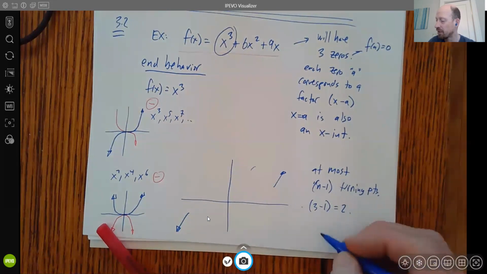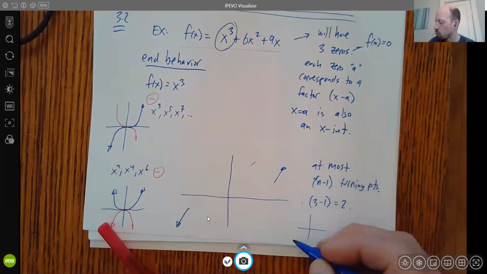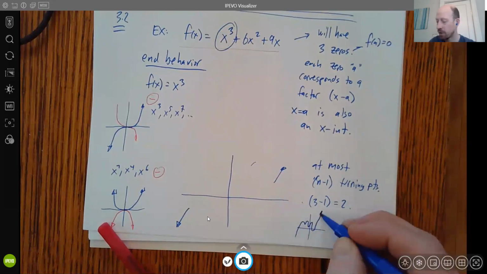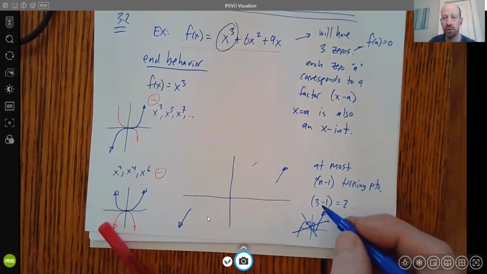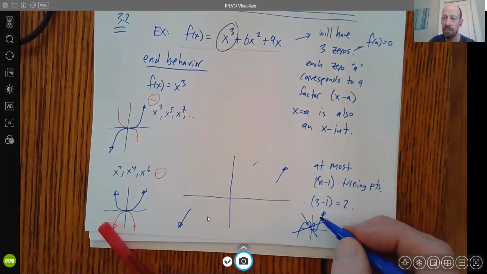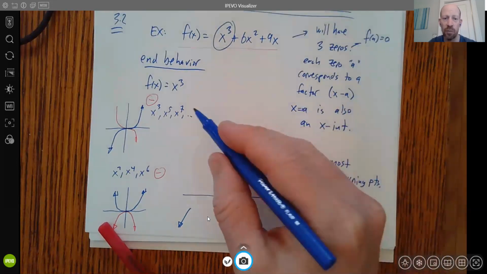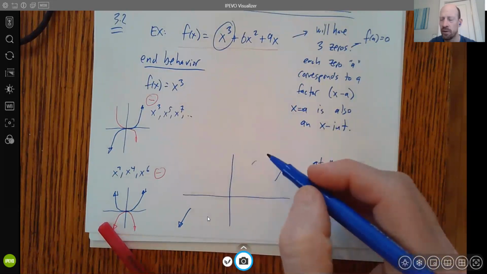So it can't go, right? That's way too many turning points. That's not possible with a degree 3 polynomial. It can only have 2 turning points, up and down. It might not have that many, but it can't have any more than that. So the larger the polynomial's degree, the more possible turning points there are.